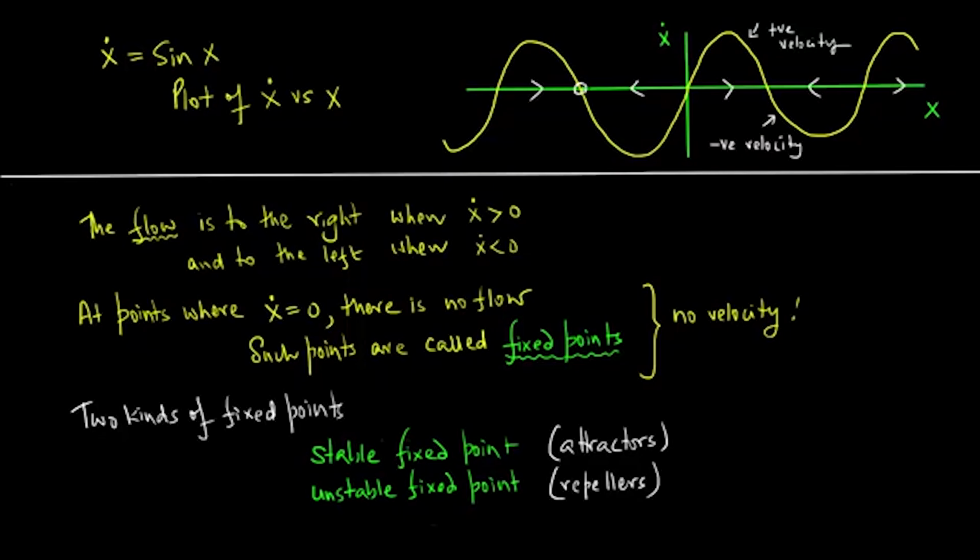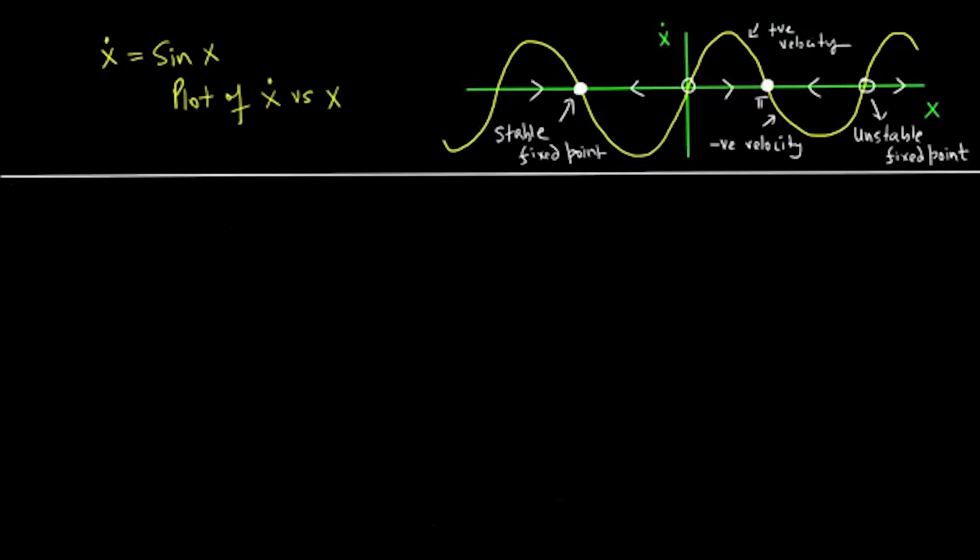Now look at the diagram. The closed circles are the stable fixed points, and the open circles are the unstable fixed points. Note that on the stable fixed points, the flow is getting attracted towards them, and on the unstable fixed points, the flow is getting repelled from them. What we really want to do now is get some additional insight into this nonlinear system that we have.